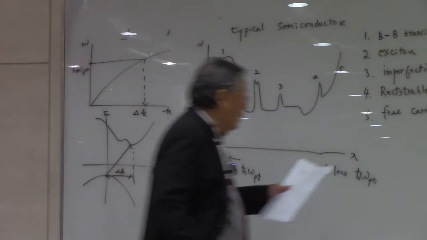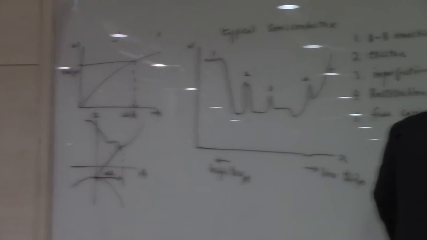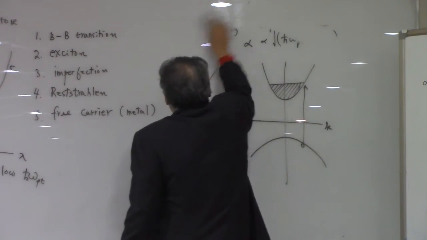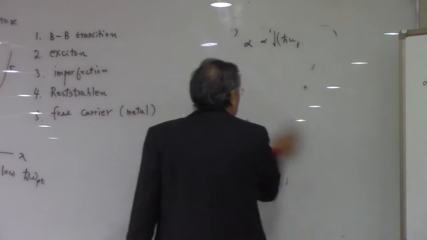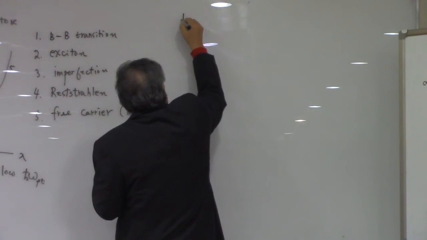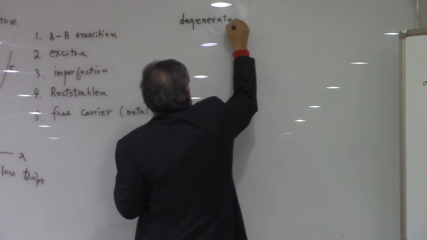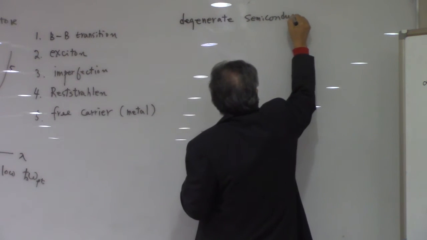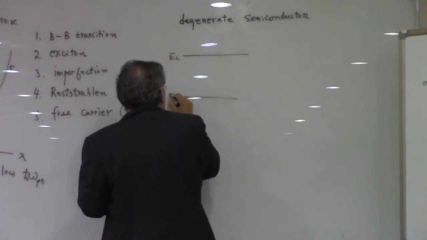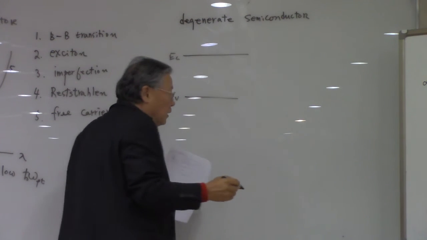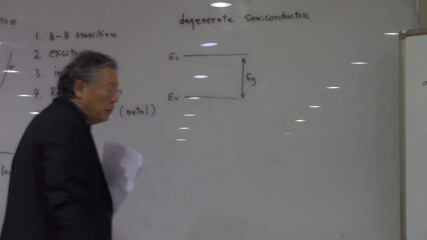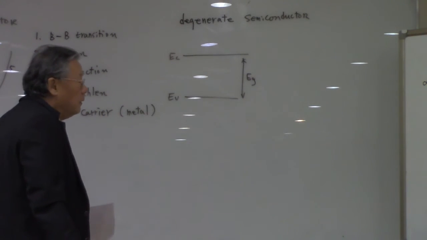Now, what about the degenerate semiconductor case? Degenerate semiconductor means, let's say, degenerate semiconductor. What does that mean? It means that this is the conduction band and this is the valence band, and the Fermi level in a typical semiconductor should lie in between this band gap, right? Somewhere in between the band gap, the Fermi energy should lie in a typical semiconductor.